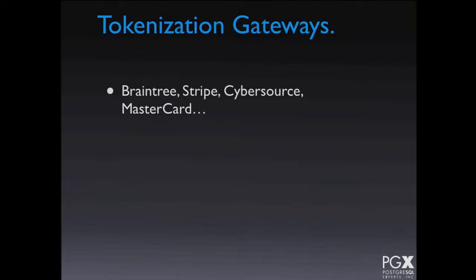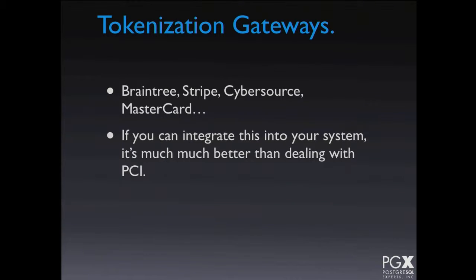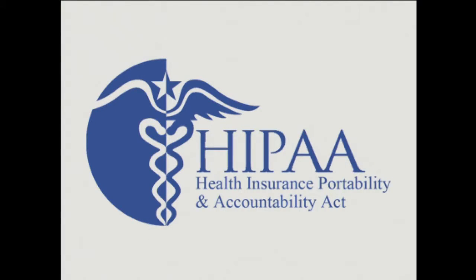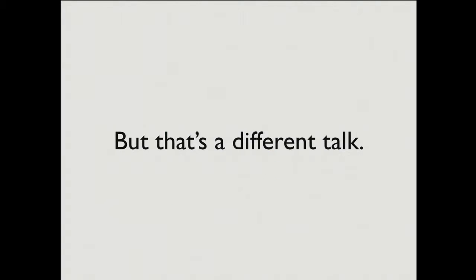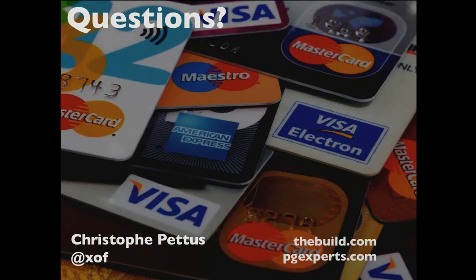Braintree, who's a big Postgres supporter, so go Braintree. Stripe, CyberSource, MasterCard. MasterCard runs their own gateway now, tokenization API now. So if you can integrate this into your system, it's much better than having to deal with PCI. Much, much, much better. So then you can move on to worrying about HIPAA. That's for a different talk. Okay, questions?